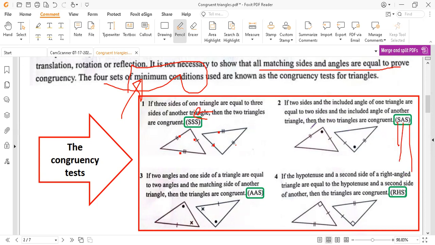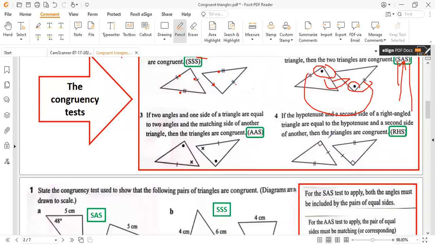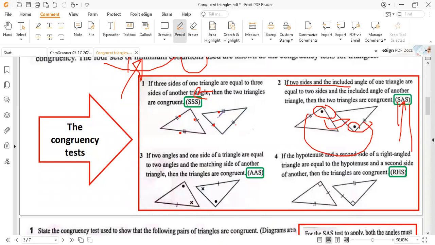Next is side, angle, side. So if two sides and the included angle, for this reason we put angle between S and S. So if this side and this side, and the included angle here is equal to the included angle of another triangle, then the two triangles are congruent. The angle should be included between the two sides that we are involving in our reason.